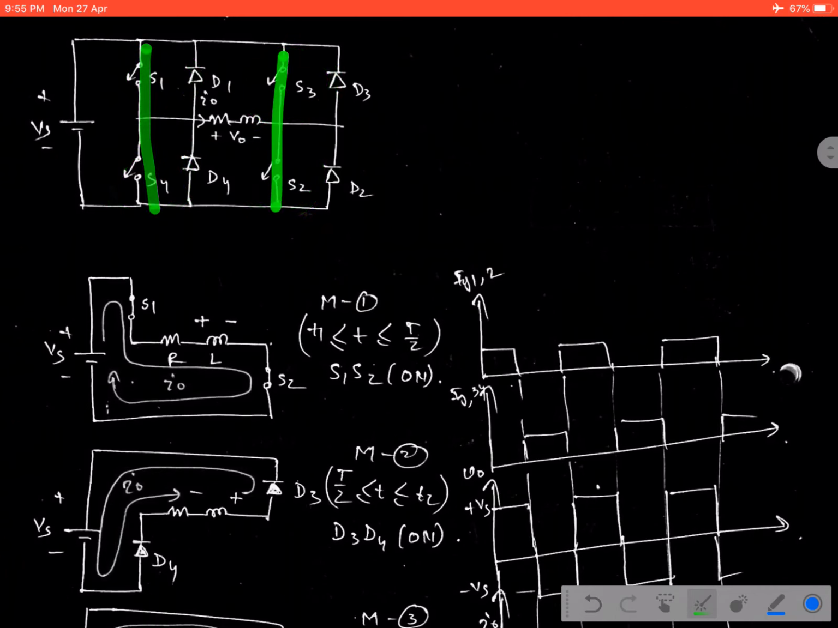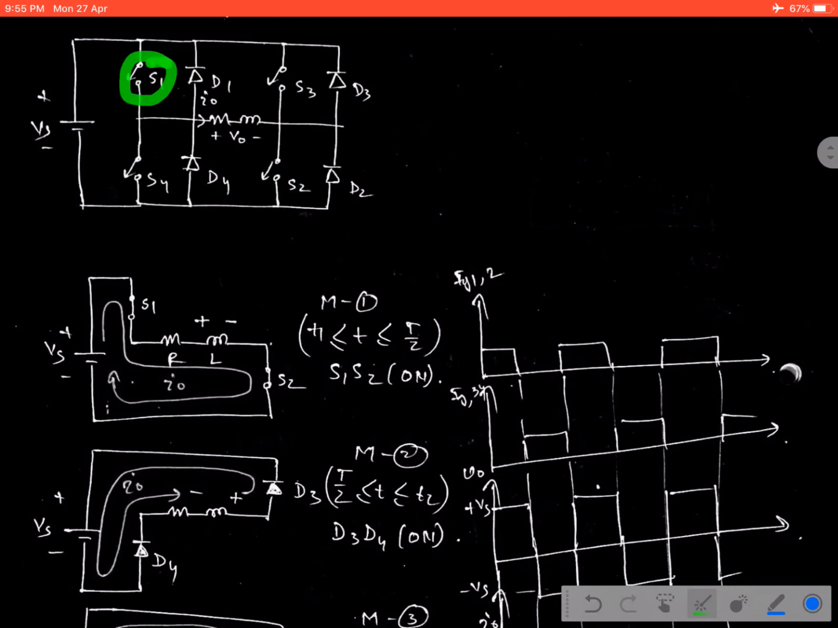It will provide the short circuit path and the thyristor will be damaged permanently. So to avoid this short circuit path, we can never apply the triggering pulse to the two switches connected in the same leg. Okay, so first now go to the operation.